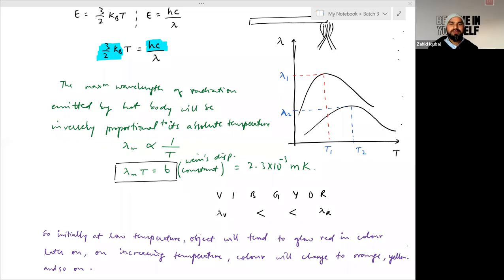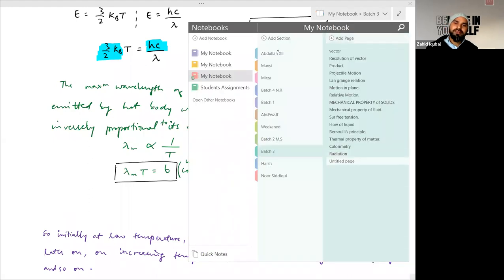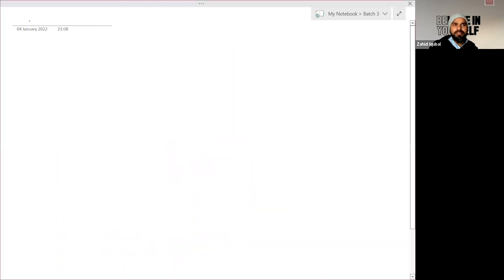Okay, so in last class, we have completed thermal properties of matter. Next, we have to start with thermodynamics.